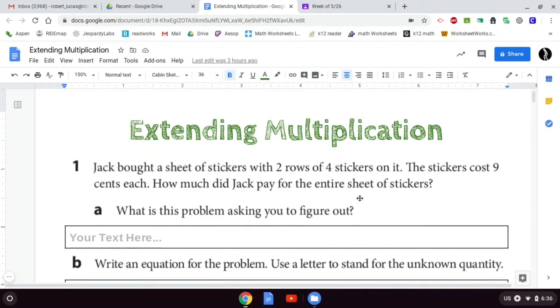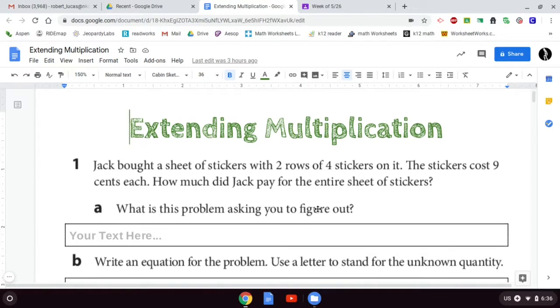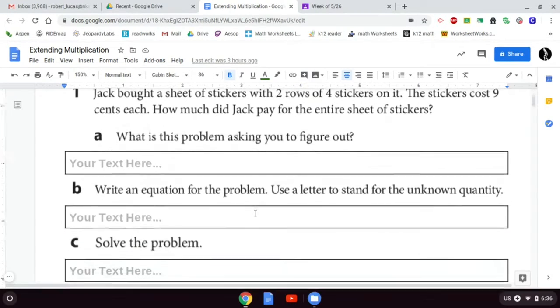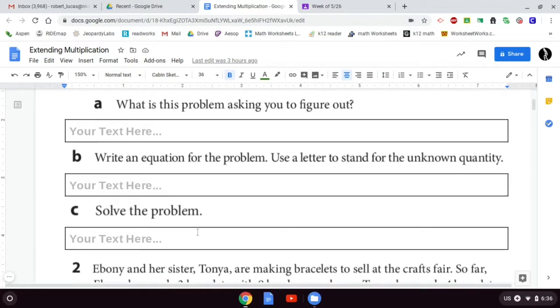First, I would recommend that you find important information, highlight, underline, change the color of it, do something so that you don't forget about it. What is the problem asking you to figure out? You're going to put your text right there. Then you're going to write an equation for the problem. You're going to use a letter to stand for the unknown quantity. That's a variable. And then you're going to solve the problem.